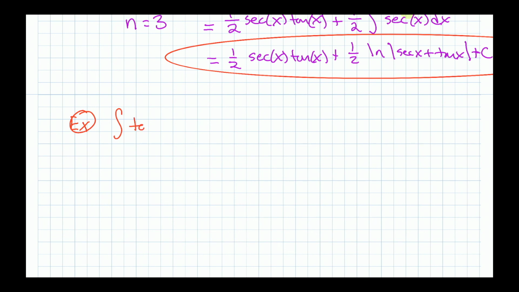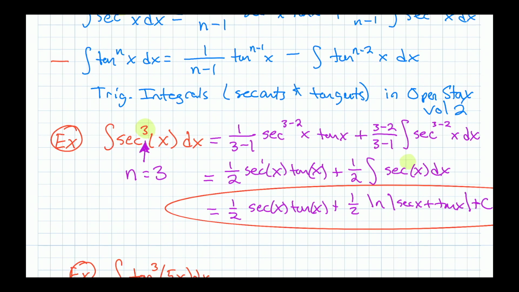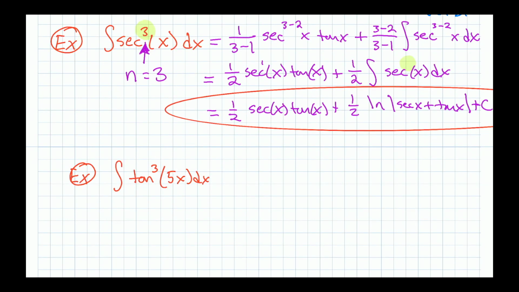So let's say I have tangent to the 3 of 5x dx, right? And so you have tangent to the 3, 5x dx, and you want to use this formula, obviously, because you've got a formula for it. Well, you can't because it's an x and you have a 5x. So before the reduction formula, you need to do a u sub, or the constant will be wrong. Okay, so you have to do this u sub.